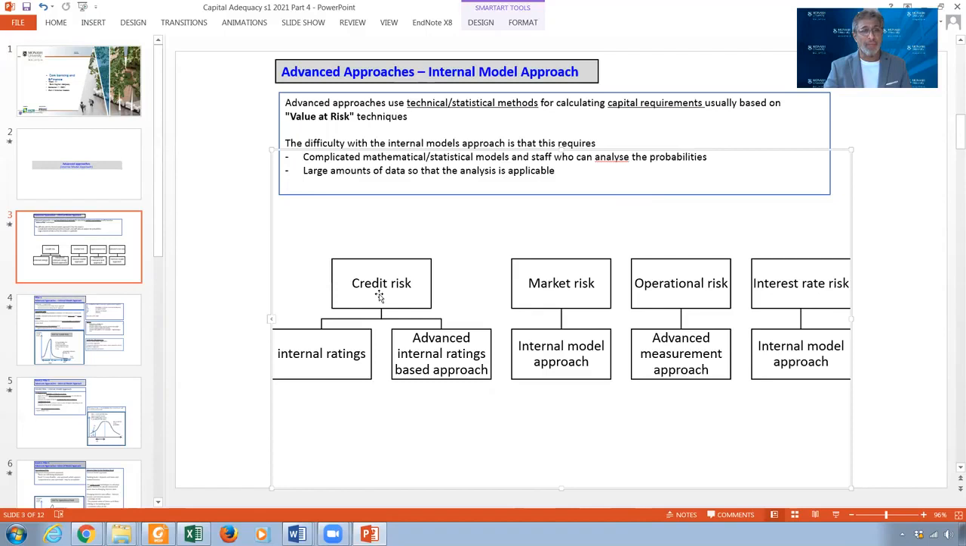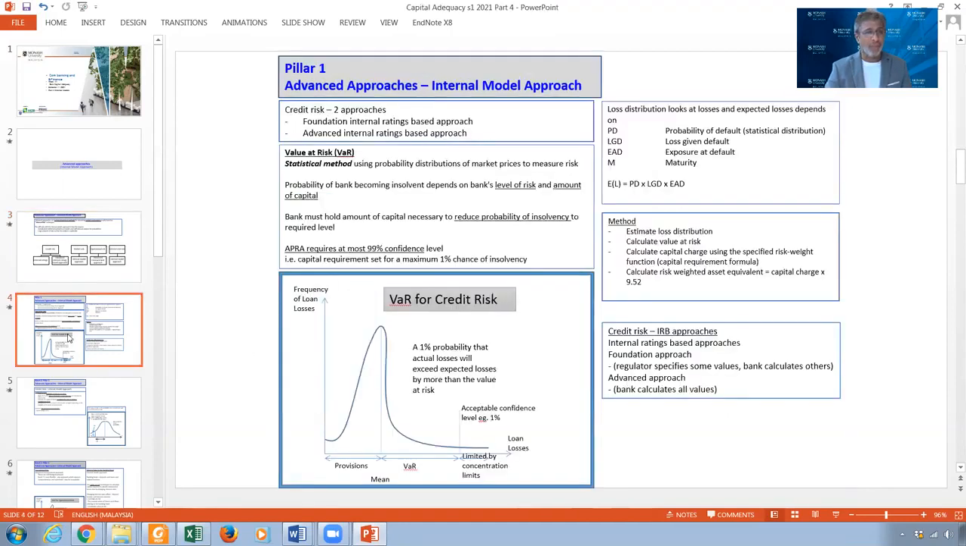So the internal model has the credit risk, and that has internal ratings. You can do internal ratings for the credit risk, but the advanced approach is actually the statistical method. For the market risk, you can use the internal model approach or advanced measurement approach. Both of them actually are using some statistical methods. For operational risk, we use only advanced measurement, which is the statistical. For interest rate risk, we use the internal model approach. Now, just to come here, this is the advanced approach.